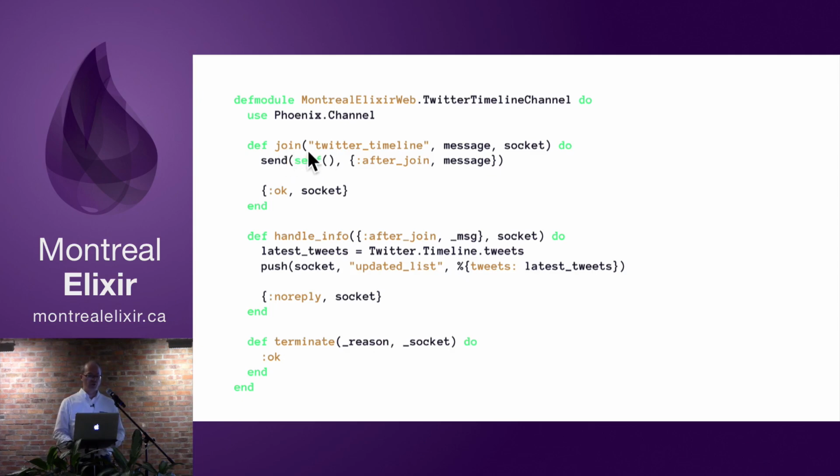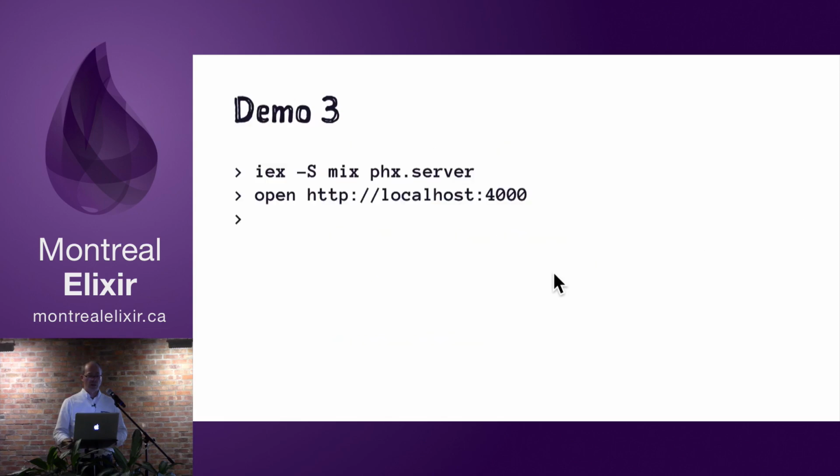So when someone joins the channel, we're going to send ourselves a message after join, and the message we got was from the browser. And here, what we're going to do is ask the timeline, hey, give me all the tweets you have, and we're going to push that list to the browser. Very simple: push to the socket, updated list, a list of tweets. That's it. That's all. It's so easy to use a WebSocket in Phoenix.